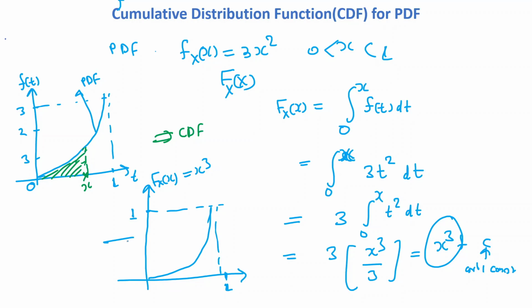So by using this we can say that F(x) would be equal to 0 when x is less than 0, x cubed when x lies between 0 and 1, and after that it would be equal to the constant 1 when x is greater than or equal to 1. So this way we get the CDF output from a single PDF function.